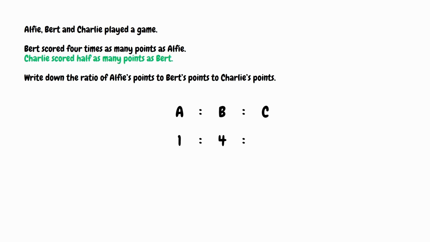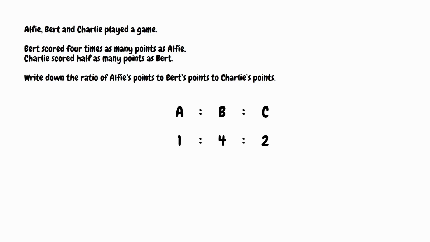We're told that Charlie scored half as many points as Bert. So looking at the ratio we've already got, we can see the parts for Bert would be 4. And if Charlie is scoring half as many points as Bert, well, we can say for every 4 parts that Bert scores, Charlie will score half as many, which would be 2. So we've got parts for Alfie, Bert and Charlie, and it's in its simplest form. We can't simplify this any further. So the ratio of Alfie's points to Bert's points to Charlie's points would be 1 to 4 to 2.